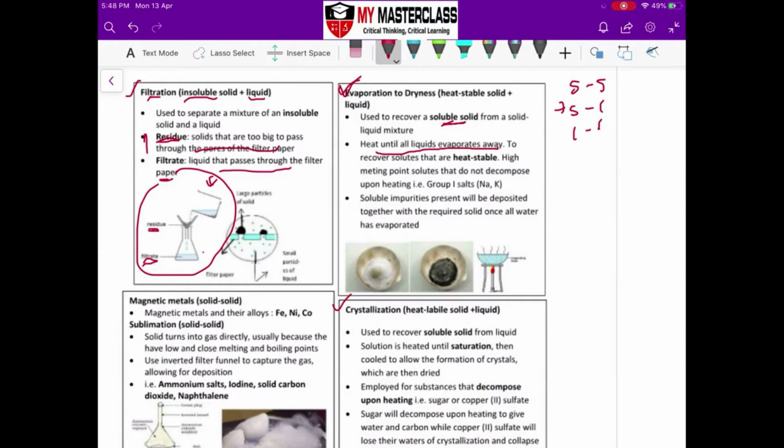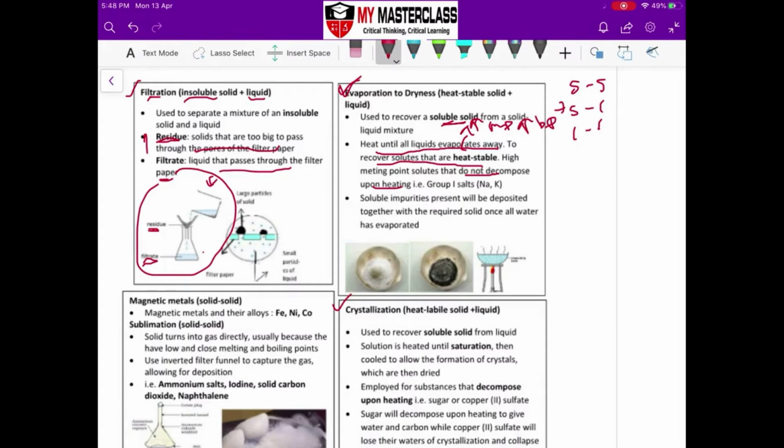Okay, and this one can be used to recover solutes that are heat stable. Heat stable means usually they have high melting point, high boiling point. When I say high, the melting point and boiling point could be about 1000 degrees and above. Why? They do not decompose upon heating. If I use a Bunsen burner to heat it, the heat could reach up to 400-500 degrees Celsius.